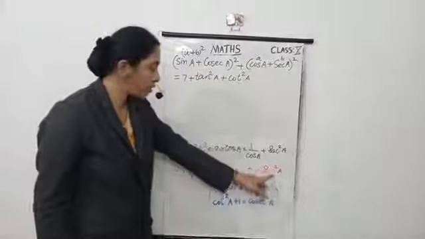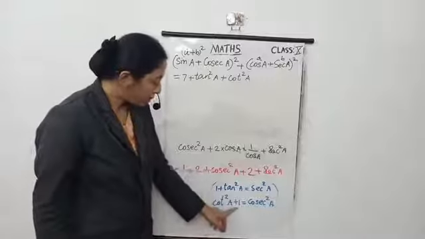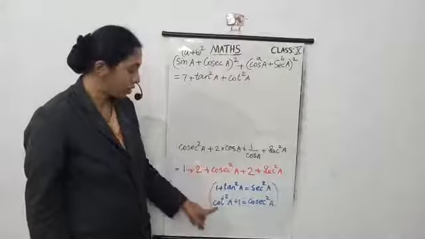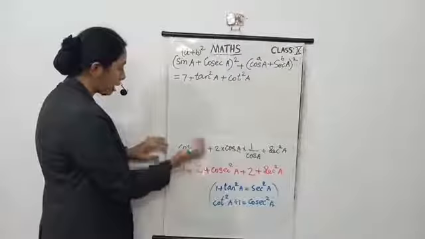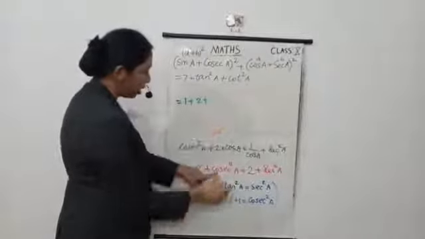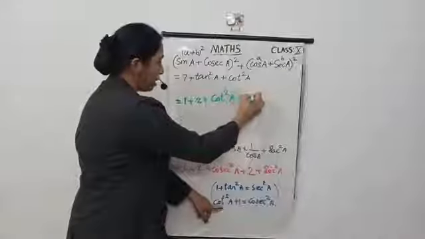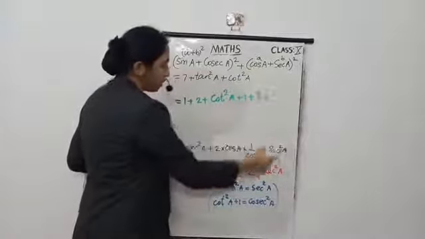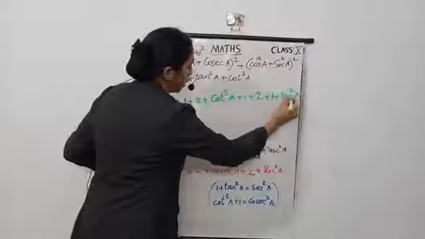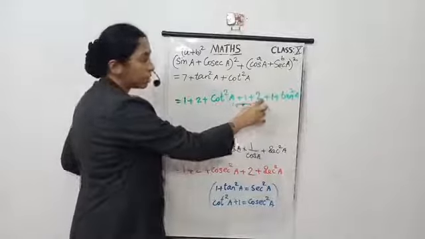So we can replace this sec square A with 1 plus tan square A. And cot square A plus 1 equals cosec square A, so we can replace this cosec square A with cot square A plus 1. So let's start. This is equal to 1 plus 2 plus cosec square A, which is cot square A plus 1, then plus this 2, then plus sec square A, which is 1 plus tan square A. Now add: 1 plus 2 is 3, 3 plus 1 is 4, 4 plus 2 is 6, 6 plus 1 is 7.